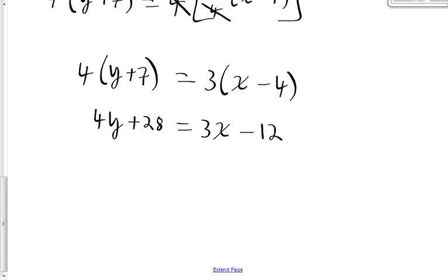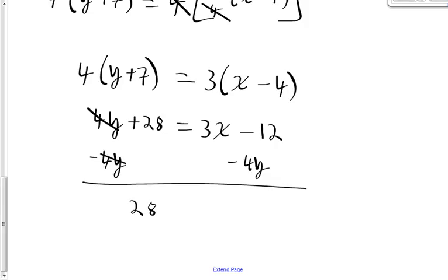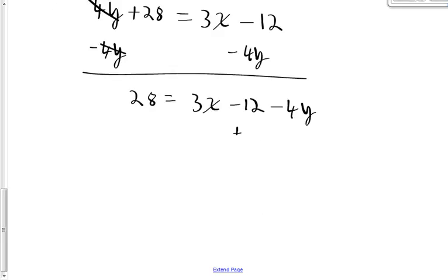Now I need all the terms that have variables to be on the same side. I'll put them both on the right side because I want to keep the coefficient of x positive. So I'm going to subtract 4y from both sides. This will cancel. I'll get 28 is equal to 3x minus 12 minus 4y. And then the last step is to add 12 to both sides. So plus 12, plus 12.